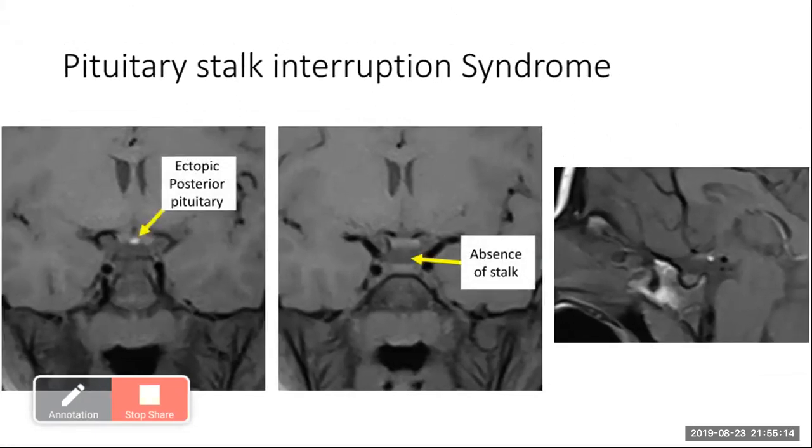Okay, absence of pituitary stalk and an ectopic posterior pituitary. These radiologic findings with the hormonal study diagnose pituitary stalk interruption syndrome. It is an extremely rare disorder, but I like to put it here just for information.